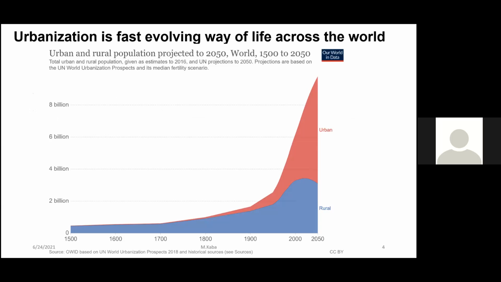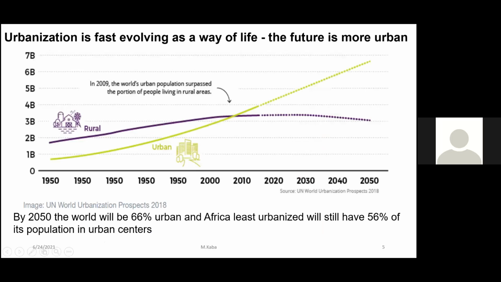My former speaker highlighted the fact that urban health and urbanization is obviously a global occurrence. It's a fast evolving way of life across the world. As you can see, it has taken a number of years in terms of increase. If you look at the time between 1500 to 1900, the growth of urbanization is really negligible. But from 1900 to the time we are in now, you can see the leap. It's progressing at an unprecedented rate. And by 2050, as was already mentioned previously, the world is going to be more urban.